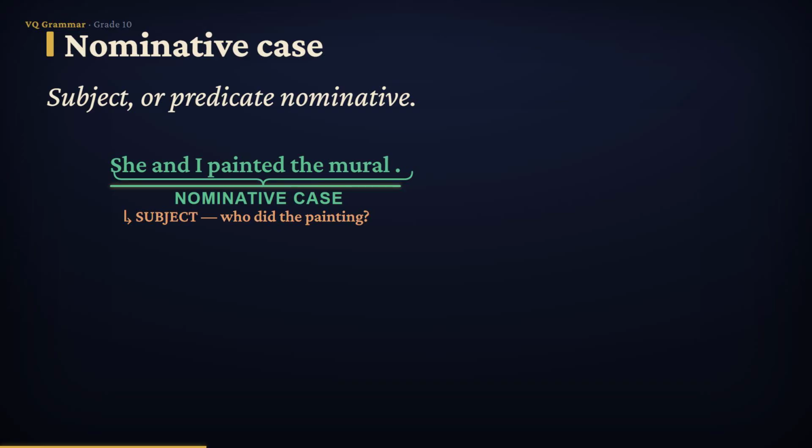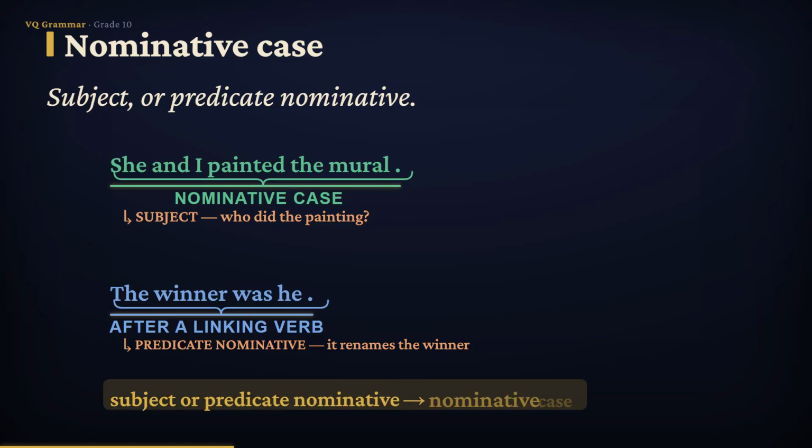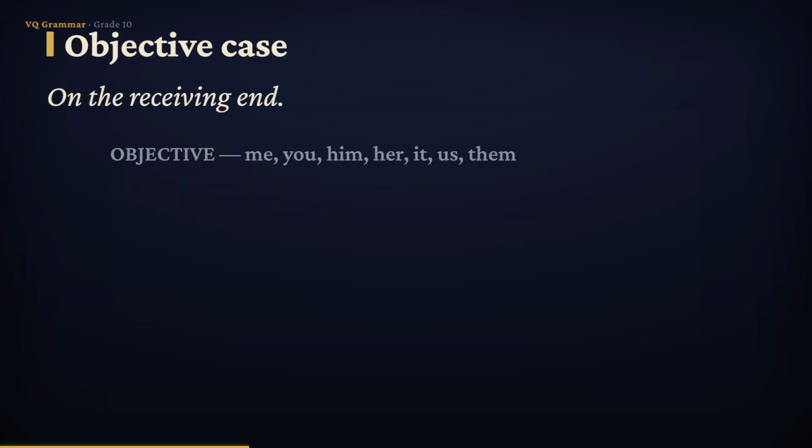Now, there is a second home for the nominative, and it comes straight out of our linking verb lesson. The winner was he. Was is a linking verb, so the word after it isn't receiving any action at all. It simply renames the subject. That makes it a predicate nominative, and a predicate nominative takes the nominative case. So, subject of the verb, or predicate nominative after a linking verb, both call for I, he, she, we, or they.